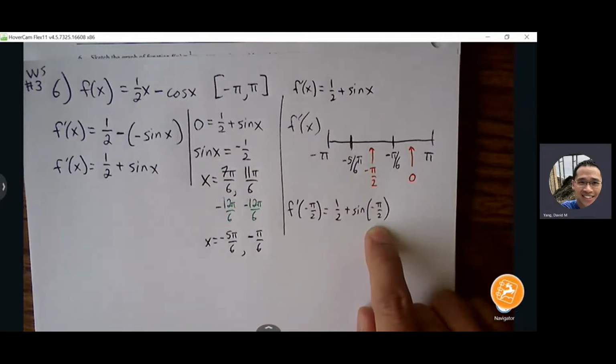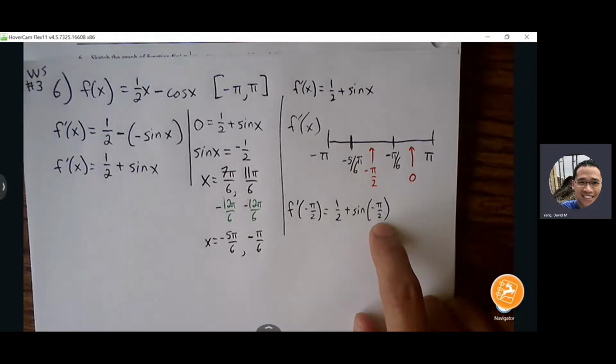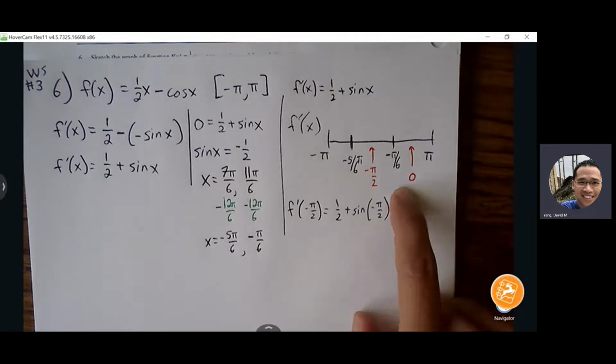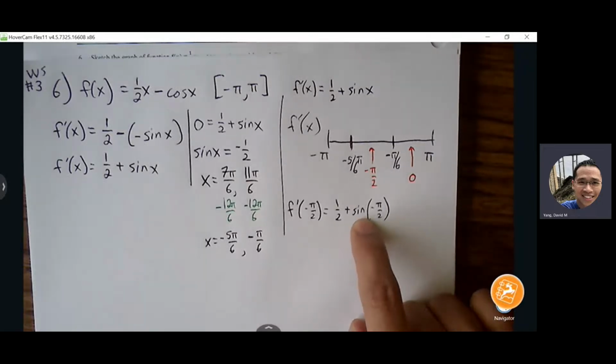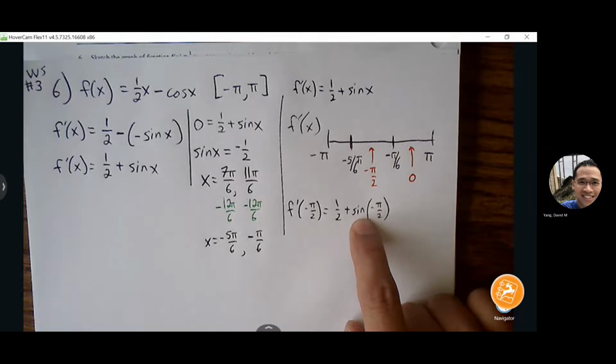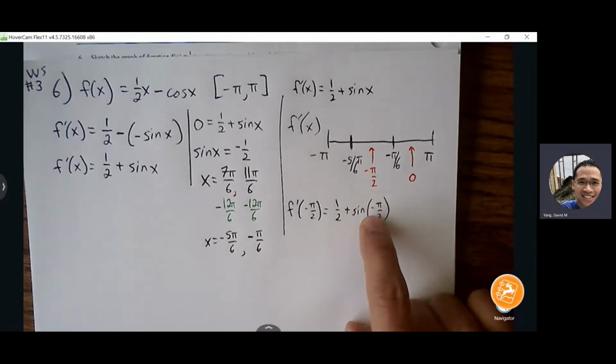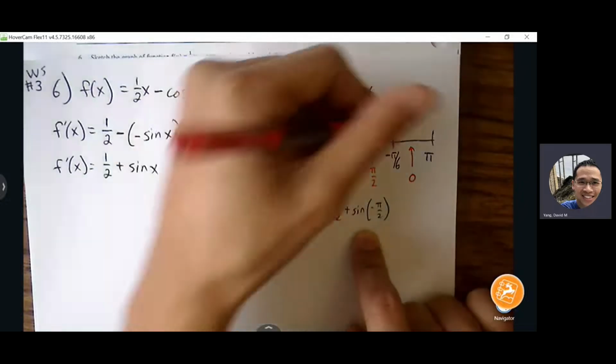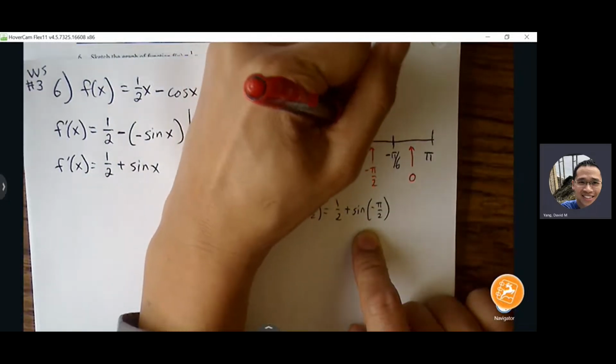If you don't recognize -pi/2, you can always add 2 pi to make it fall inside the interval from 0 to 2 pi. So -pi/2, if I add 4 pi/2, that's the same thing as sine of 3 pi/2. What do you know about sine of 3 pi/2? It's negative what? -1. -1 plus 1/2 is negative. So I know that my middle interval is going to be decreasing.